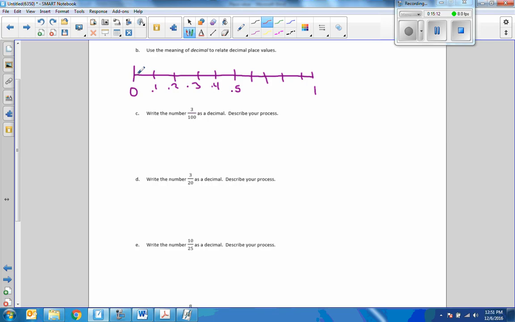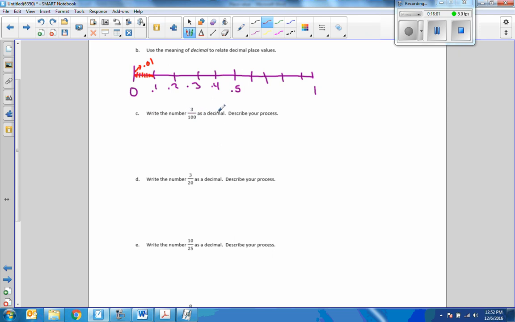Now if I come back and I split this up into 10 pieces here, this piece right here, the first one, is 0.01, or 1/100. It's a 10th of the 10th. This is used a lot more in the metric system than in our measurement system, because with 1 inch, we go half, a quarter, an eighth, and 16ths, 32nds, 64ths. The metric system goes by tens, which is much easier. So that's the meaning of decimal, relating decimal place values. If I zoomed in and put 10 spaces between all these, it'd be 1/1000.